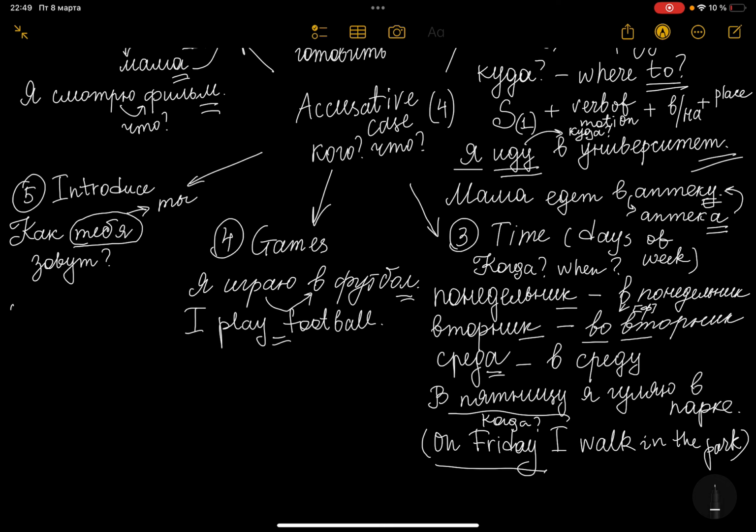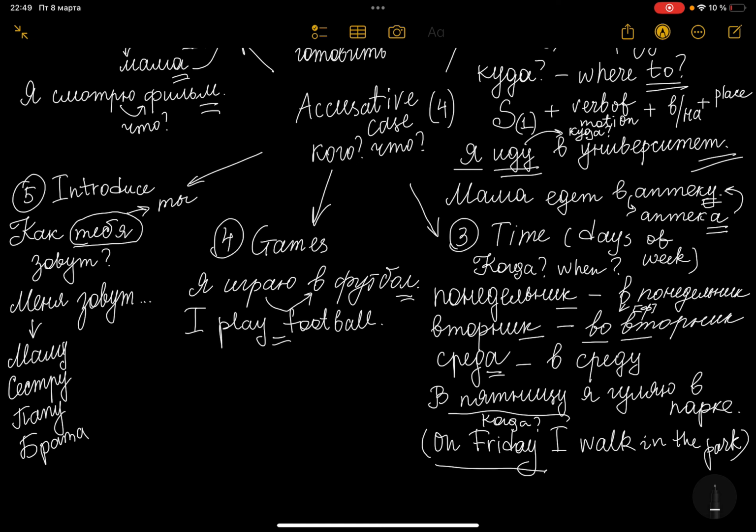So we answer меня зовут. And blah blah blah. Instead of меня, you can use any word in accusative form. For example, you can say маму зовут. You can say сестру зовут. You can say папу зовут. You can say брата зовут. And etc. etc. I hope it was clear.